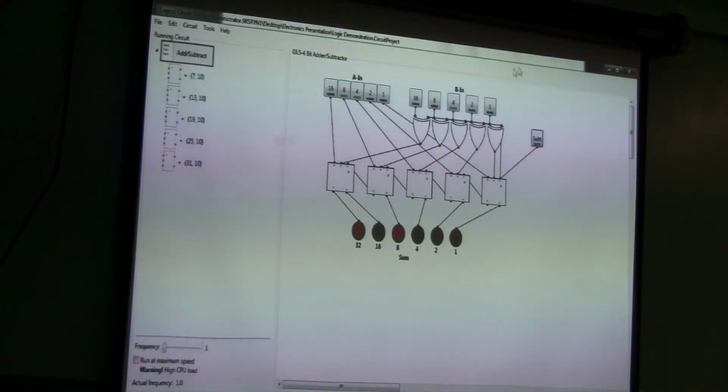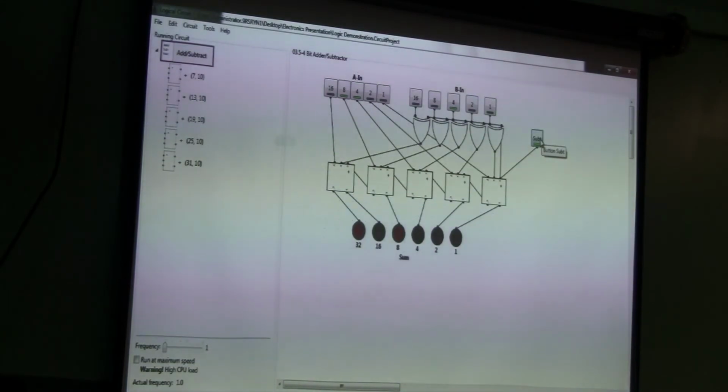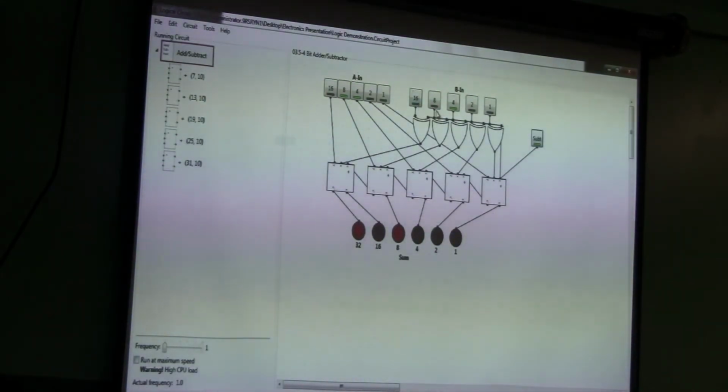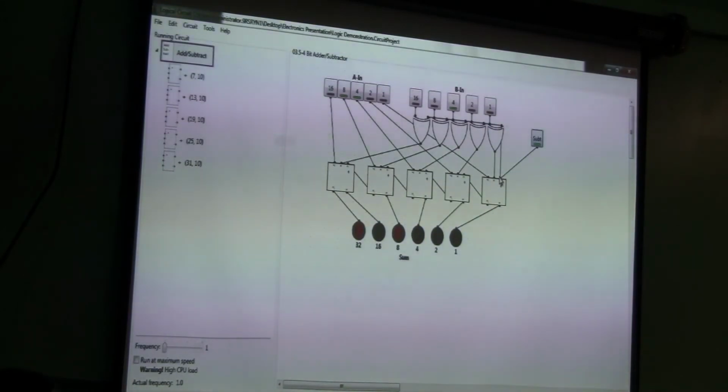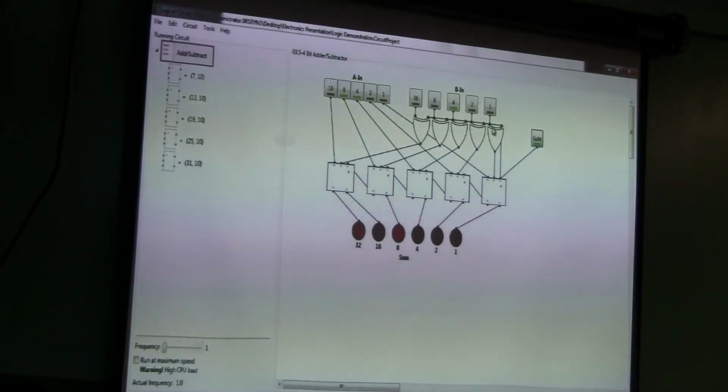How we're accomplishing it with one little switch here is to invert all these inputs and then add 1. This little subtract button is connected to the carry in. That's where we're getting the add 1. And then it's also going to one input of these exclusive OR gates.